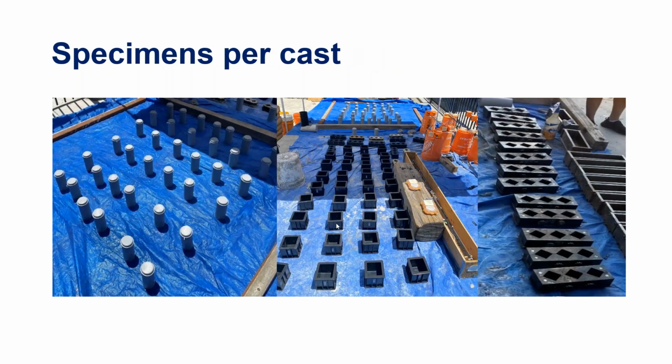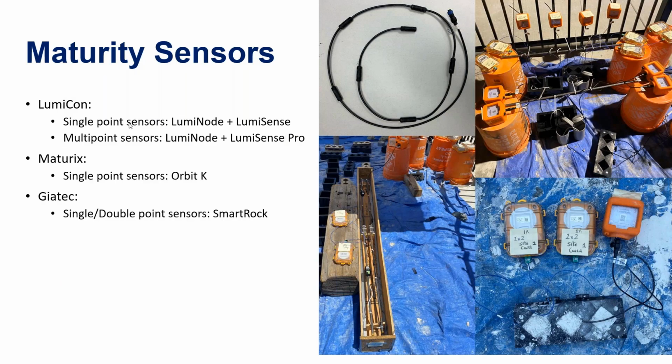So that's an example of a given cast: the cylinders, the large cubes, the small cubes. We even put sensors in larger specimens to mimic field joints, to see if the sensor would read differently inside the joint as opposed to a specimen. And these are the different types of sensors. Lumicon, for example, has the multiple point sensor, where we put it inside the joint. Geotech has the fully wireless sensor, and Maturix has a very convenient cotton weld type of sensor. Each one of them again provides some unique features, and we wanted to benefit from all these great technologies out there.